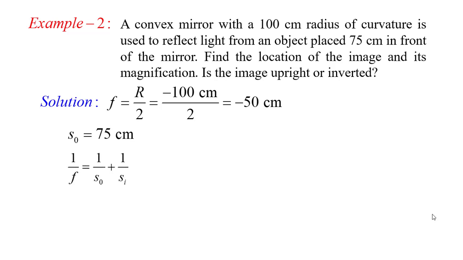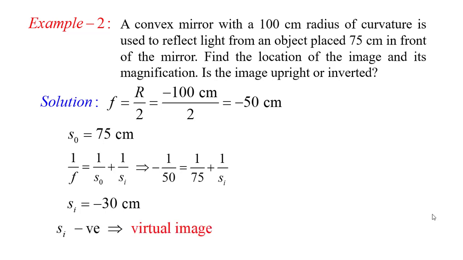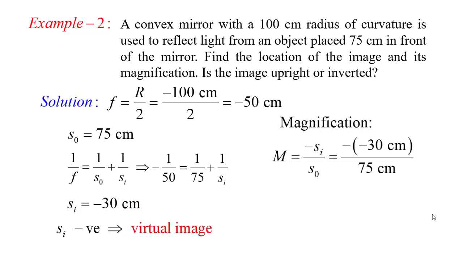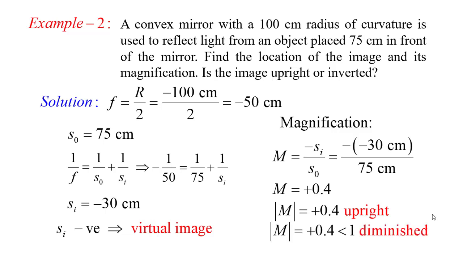By directly plugging into our unified mirror equation, 1 over F is equal to 1 over S naught plus 1 over Si, we will get Si, that is the image distance, to be minus 30 centimeters. Si is negative, which means the image must be a virtual image. And the magnification is minus of Si over S naught, which is equal to positive 0.4. M is positive, which indicates that the image is upright, and M is equal to 0.4, which is less than 1, which means the image must be diminished.